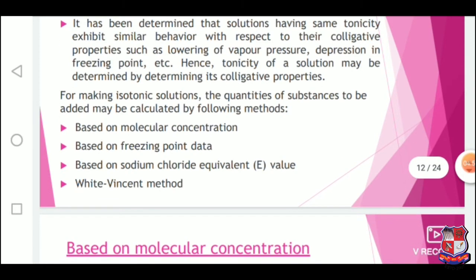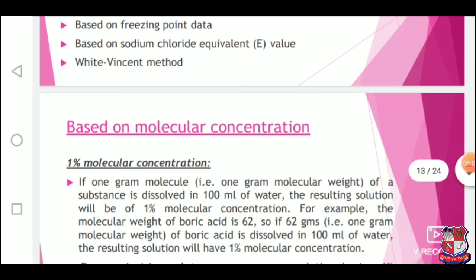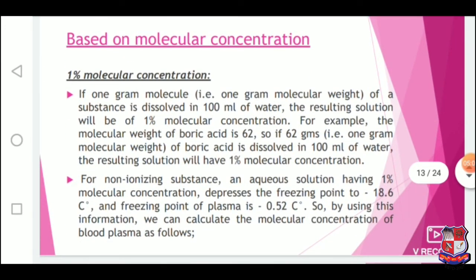The following methods are used for calculation purposes: based on molecular concentration, based on freezing point data, based on sodium chloride equivalent value, and the White-Vincent method. So, basing on molecular concentration, 1% molecular concentration is employed.